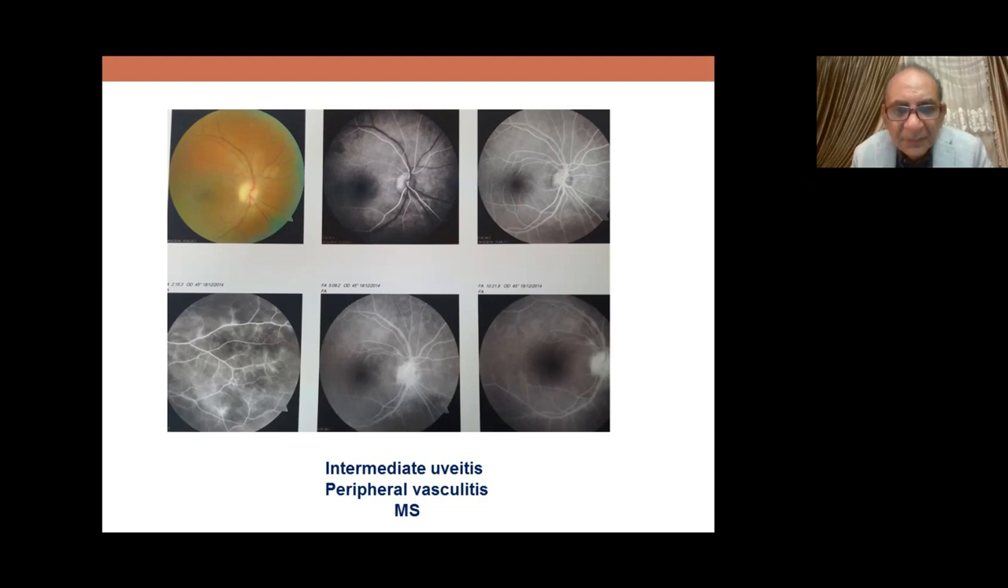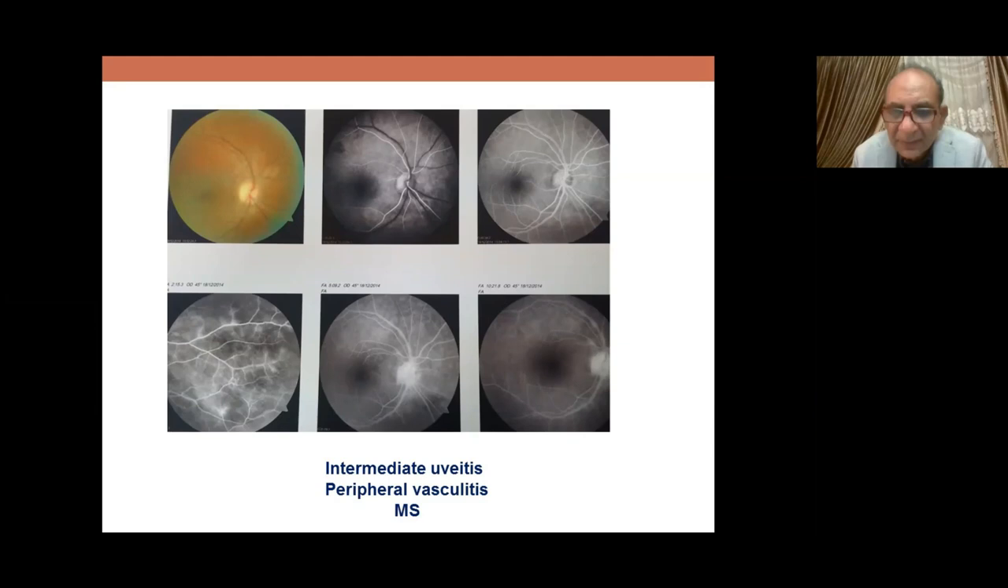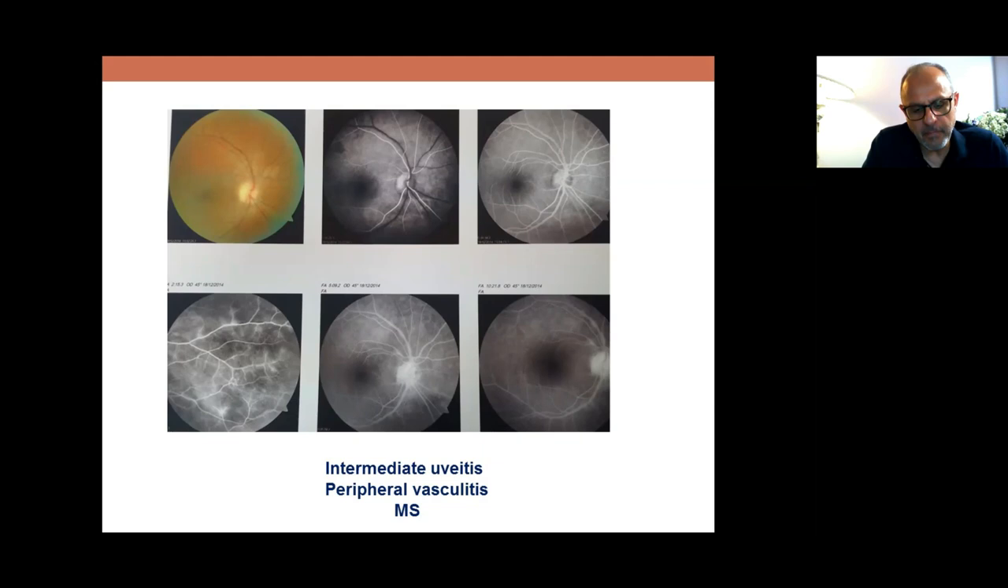So we decided to give her steroids and Imuran, which is again very safe, even if she's MS. Remember that. And then she was well controlled on this treatment, and her condition kept almost steady for more than 10 years, until she decided she wanted to get pregnant.